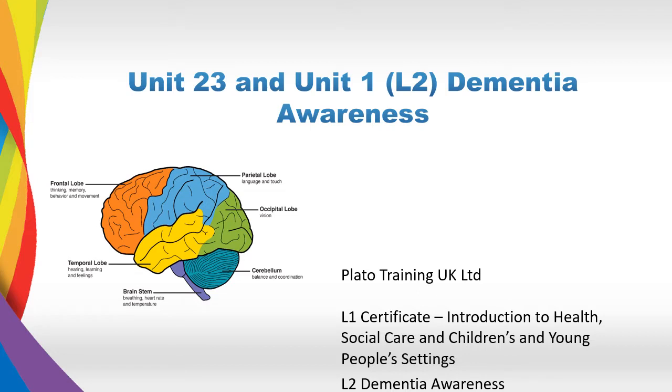Welcome to your next session of your Health and Social Care course and your Dementia course with Plato Training. For today we're going to be looking at 2 units. We're not going to finish the full units today, so we're looking at Unit 23 and Unit 1. Unit 23 is looking at dementia and what it is and how we can care for people with dementia, whereas Unit 1 is a bit more technical because it's part of your Level 2 qualification in dementia awareness.